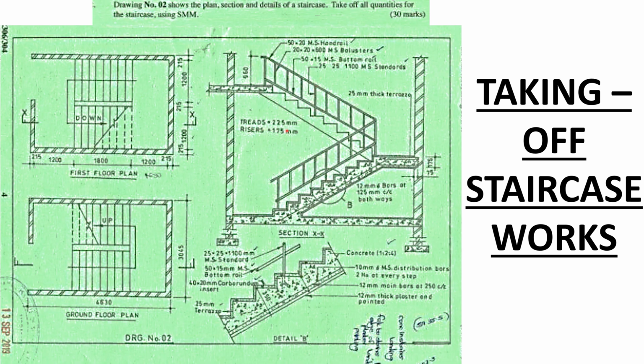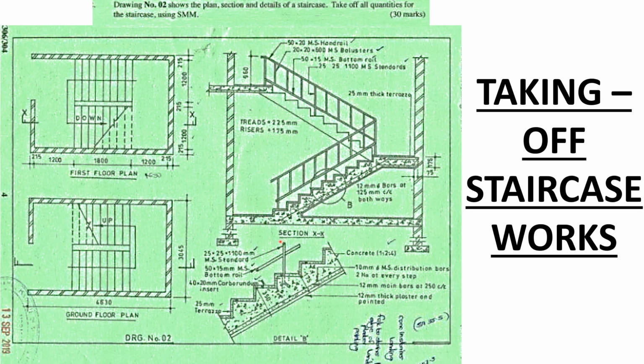Alright, the treads are 225 millimeters and the rises are 175 millimeters. And then we are shown that the staircase is going this way. So here it's down, then you come up, here there's a landing, then you go up. Here, when you want to go down, they're saying that you go this way down. Right, so I hope you can be able to see.